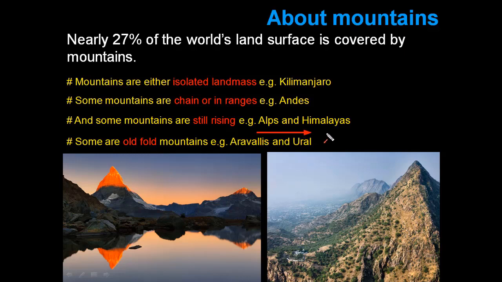They are mainly formed due to the collision of two plates at the convergent boundary. And some are old fold mountains, for example, the Aravallis and Ural. The Aravallis and Ural are considered to be the oldest mountain chains on planet Earth, and their age is considered to be more than 1 billion years.